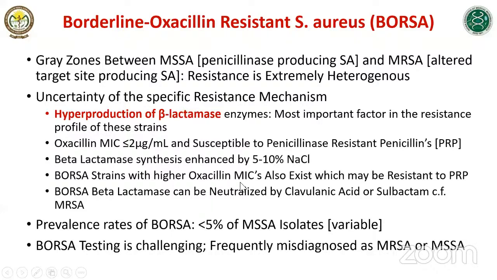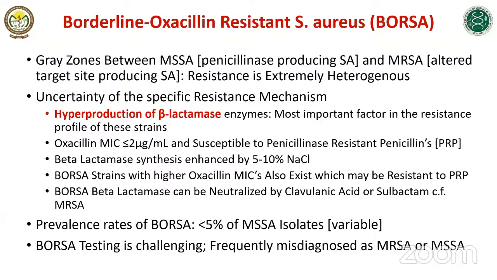So BORSA strains with higher oxacillin MICs also exist, which may be resistant to penicillin. Because they are beta-lactamase producers, they can be neutralized by clavulanic acid or sulbactam, compared to MRSA. The prevalence is not very well known in Indian studies, but in Western studies, it is said to be around 5% of all MSSA isolates.